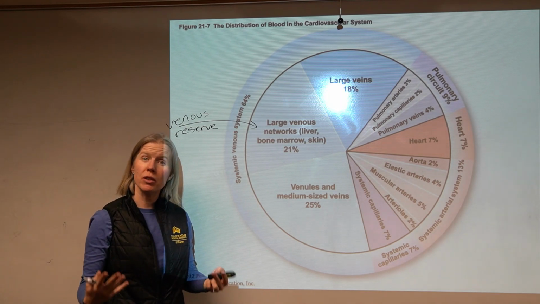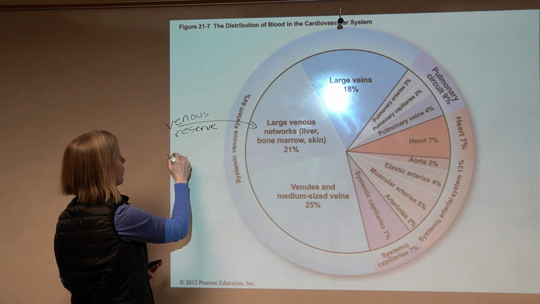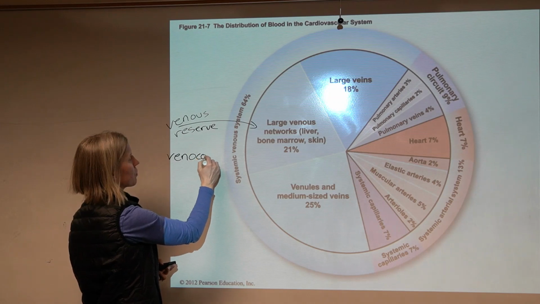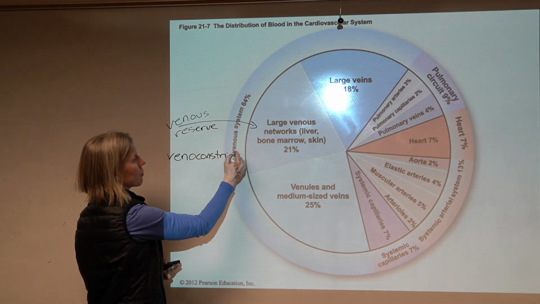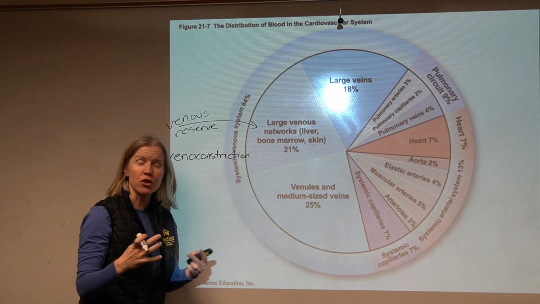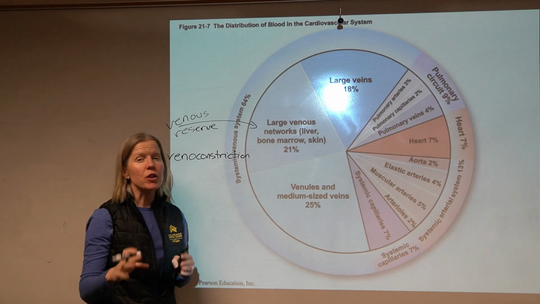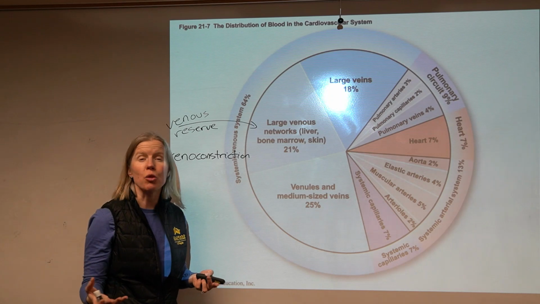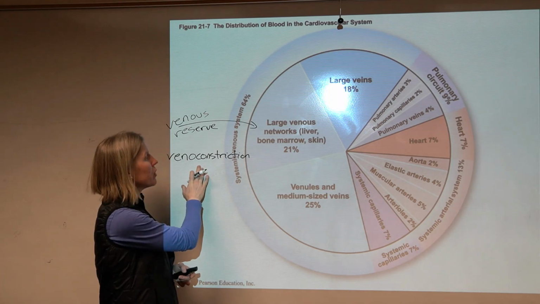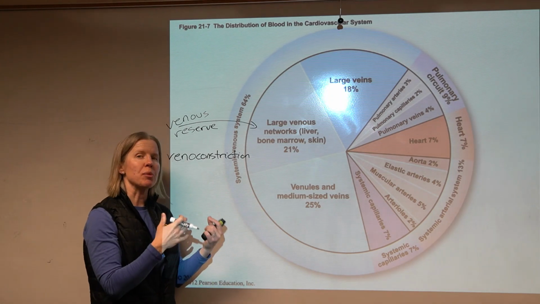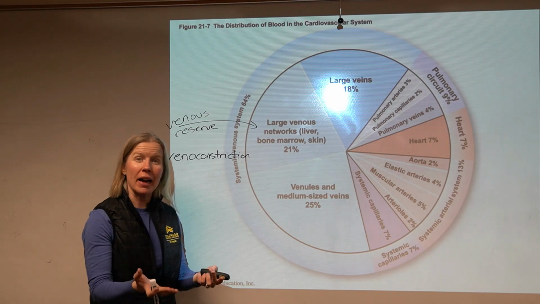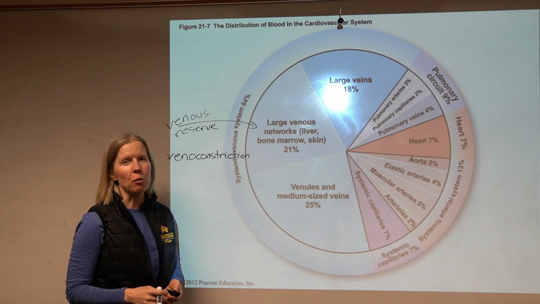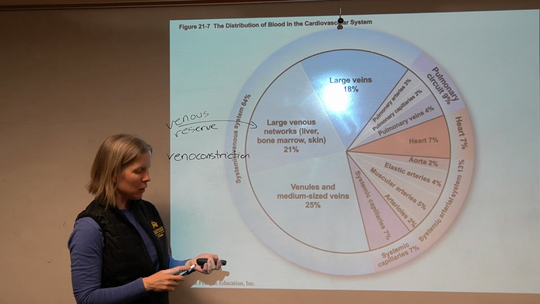We use venoconstriction. We actually constrict veins, which, we said, don't have a huge tunica media, they don't have a lot of smooth muscle, but they have some. And they do this venoconstriction, and they can push this reserve of blood back out into circulation and help the body make it longer.